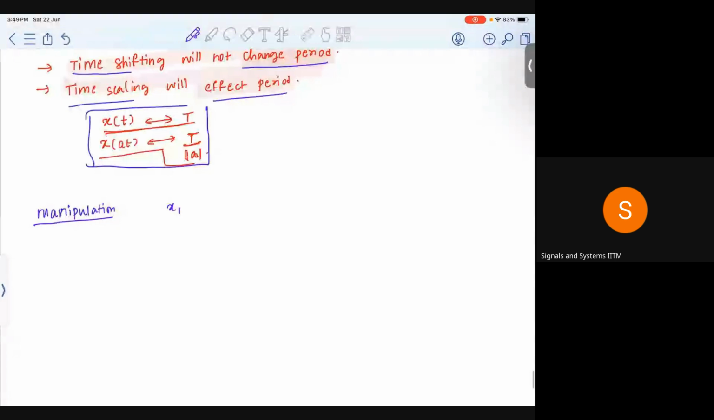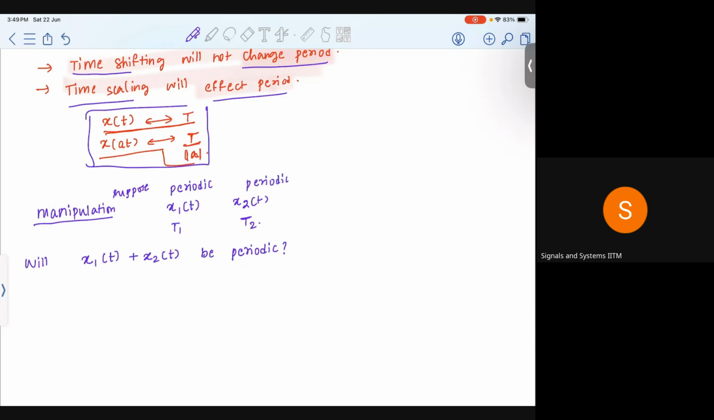Suppose you take two signals, x1 of t and x2 of t. Let the period of the first signal be T1 and the period of the second signal be T2. So what happens to the period of the signal x1 of t plus x2 of t? The first question is, will this be periodic? Suppose these two are periodic signals. When you add the two signals, will periodicity be retained?